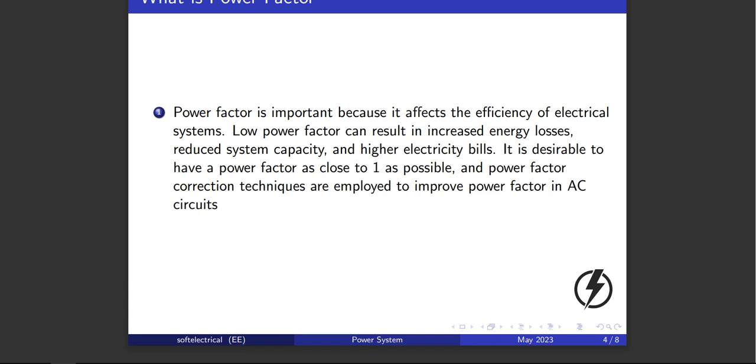Power factor is important because it affects the efficiency of electrical systems. Low power factor can result in increased energy losses, reduced system capacity, and higher electricity bills. It is desirable to have a power factor as close to 1 as possible, and power factor correction techniques are employed to improve power factor in AC circuits.